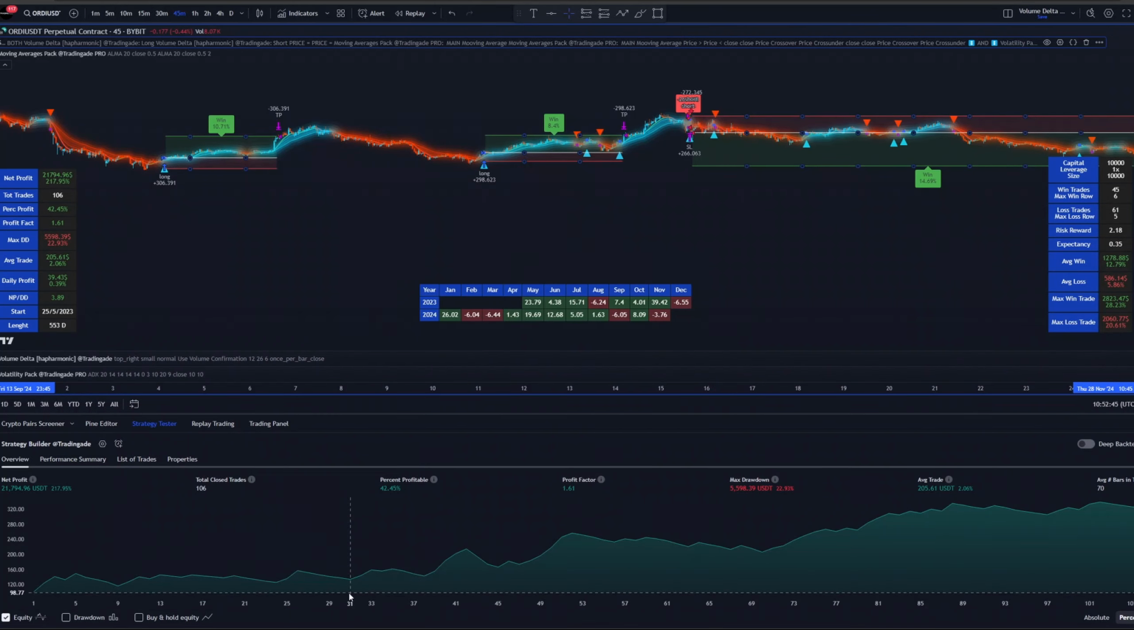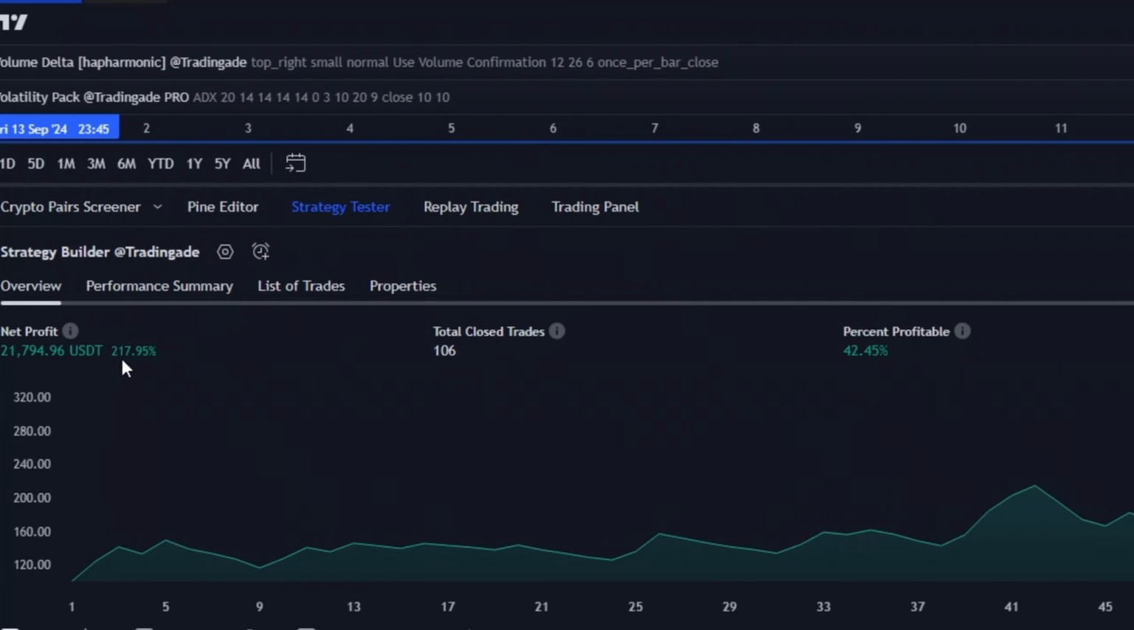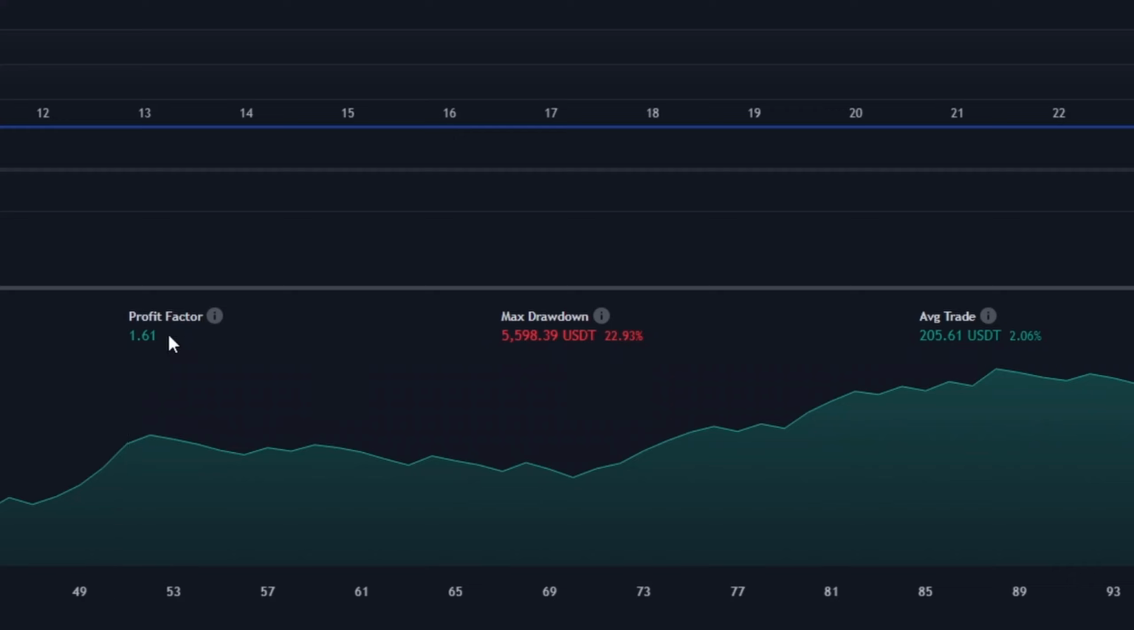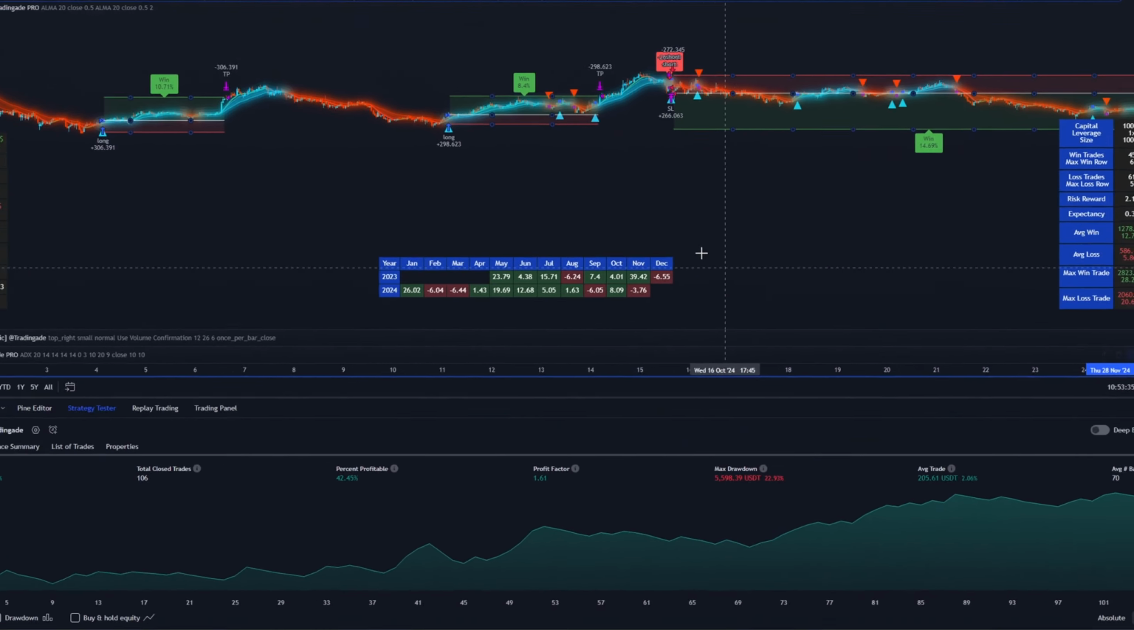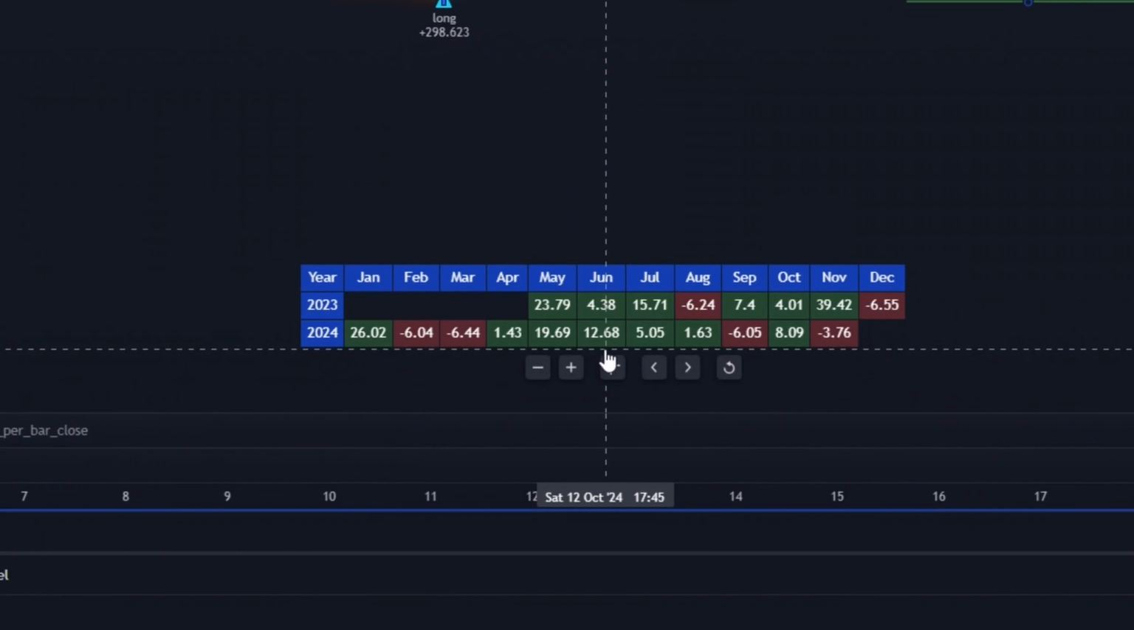And as you can see guys, we have an impressive equity line, 217% net profit, 106 trades, 42.45% win rate, 1.61 profit factor, 22.9% max drawdown, and 2.06 average trade. We are backtesting 1.5 years of backtest data.